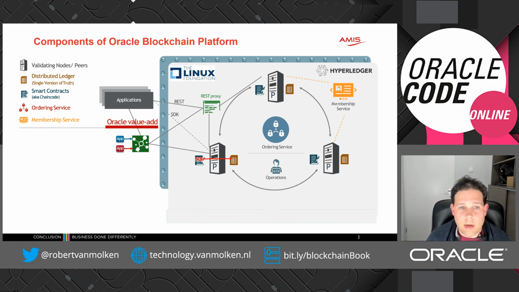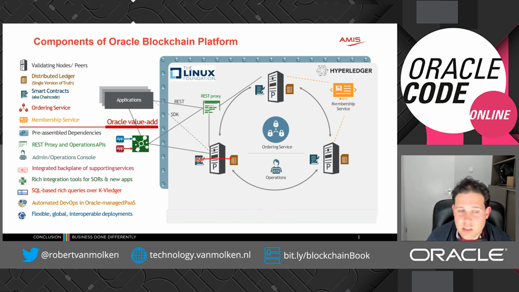So what's the Oracle added value here? It's a pre-assembled environment, so all the dependencies are pre-assembled. If you provision an environment, you get all those components installed out of the box for you. So it has a REST proxy to call smart contracts, but it also has operational APIs. So even with using the REST service and maybe your own DevOps tooling, you can also configure and monitor the whole blockchain. It comes with admin and operational consoles we can use. That makes it very easy to provision. I will show you that in the demo.